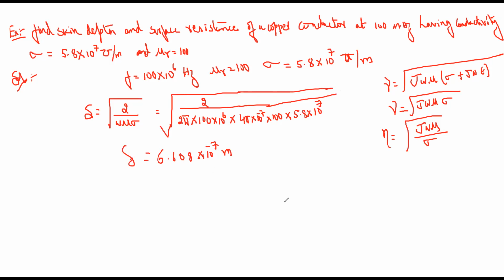Delta is equal to under root of 2 by omega mu sigma. In the perfect dielectric, gamma is equal to alpha plus j beta. That alpha is under root of omega mu sigma by 2, plus j into under root of omega mu sigma by 2.